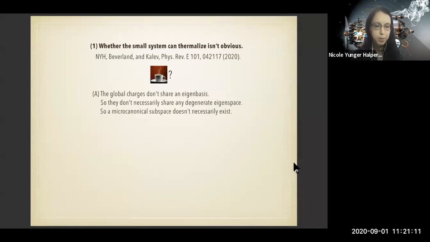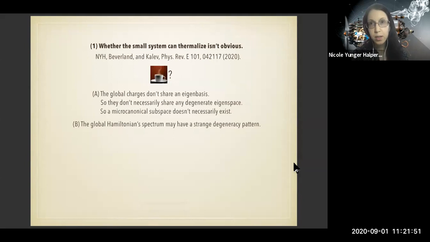Suppose that we were in the simple problem in which we had a small system and a big bath exchanging just heat and particles. Suppose we wanted to prepare the global system so that the small system would thermalize to the grand canonical ensemble. We'd prepare the global system with a well-defined particle number and a pretty well-defined energy in a microcanonical subspace. And if there are more conserved charges that commute with each other, then we'd need a degenerate eigenspace shared by all those charges. But such a subspace might not exist in our problem. So if we can't even prepare the global system in a useful state, why should we expect the small system to thermalize?